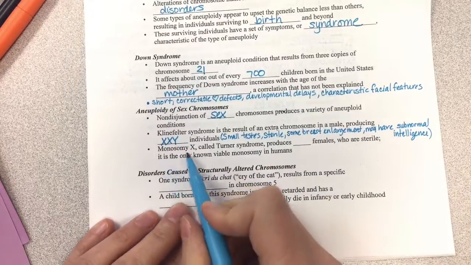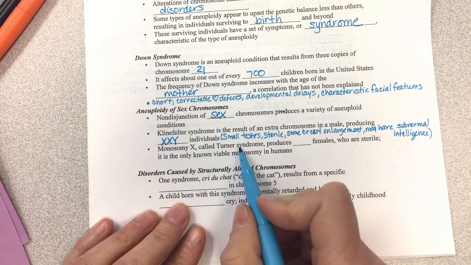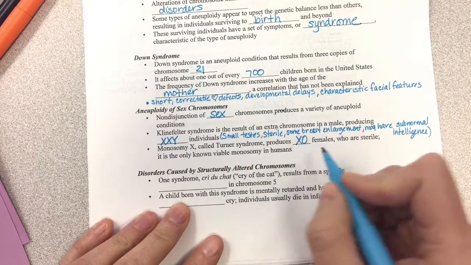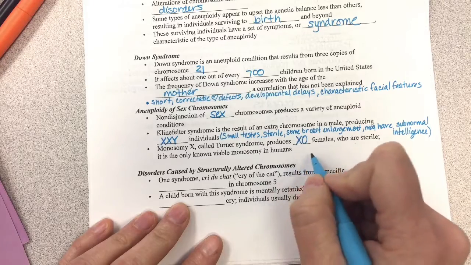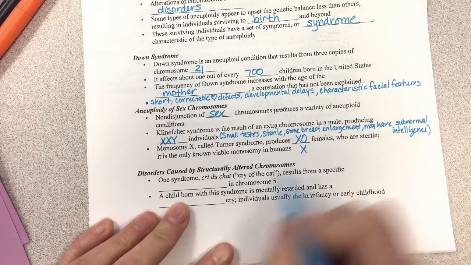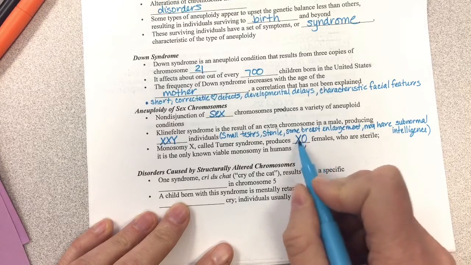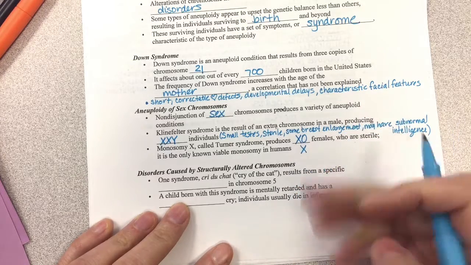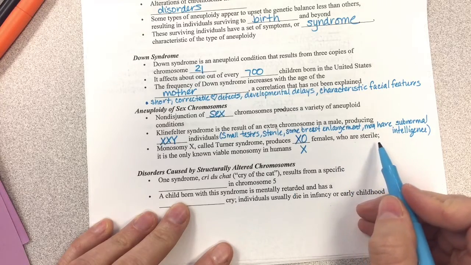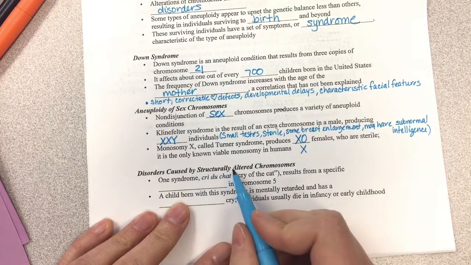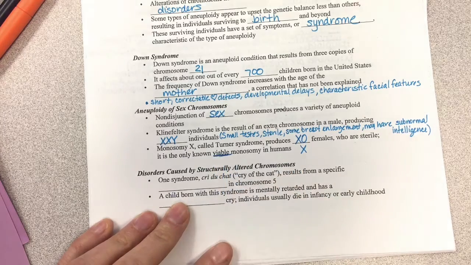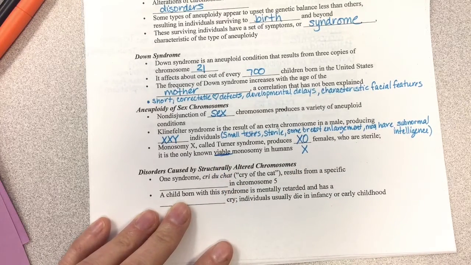Another example, monosomy X, is called Turner syndrome. This produces what they call XO females. That means that it's a female. Normal females, remember, have two X's. This female has just one X, and they don't have a second sex chromosome. So they put a 0 in there, meaning that they just don't have a second sex chromosome. They are sterile. It's the only known viable monosomy in humans. Viable meaning that they're able to stay alive and to live with that.